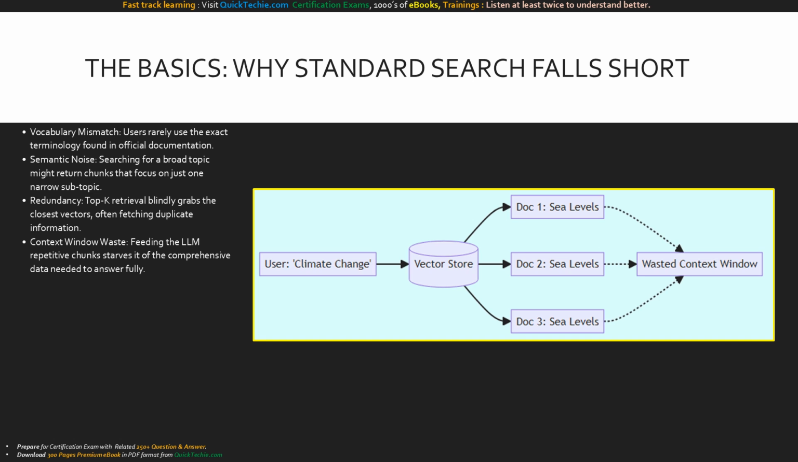This diagram illustrates the redundancy trap perfectly. The user asks a broad question about climate change. The vector store performs a standard top 3 search. Look at the results. Document 1, 2, and 3 all focus exclusively on sea levels. We completely miss temperature changes or carbon emissions. The result is a wasted context window filled with duplicate semantic meaning.